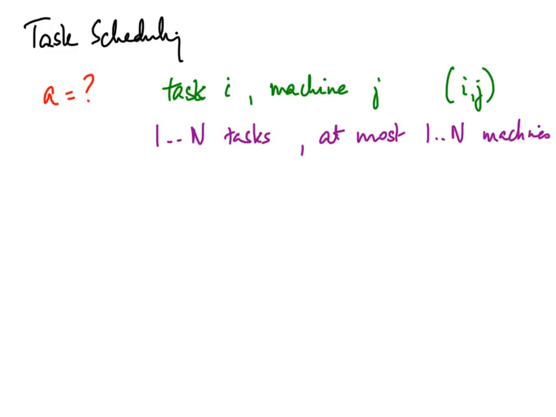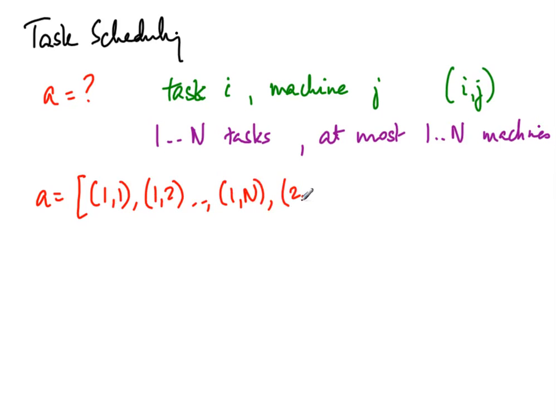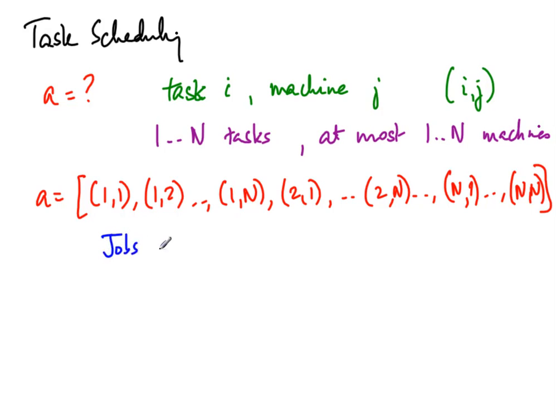So A would be the set of all possibilities starting with assigning 1 to 1 or 1 to 2 or 1 to n, then assigning 2 to 1 or 2 to n, and so on, and then finally assigning task n to machine 1 or task n to machine n. So we have these n squared possible values of assignment, and here the idea is that the jobs are ordered by starting time. So we already have fixed the order. This makes it simpler to think about the next thing that we have to say.